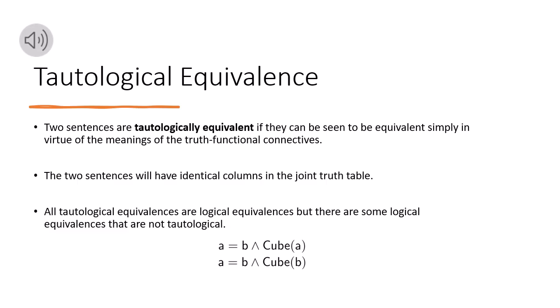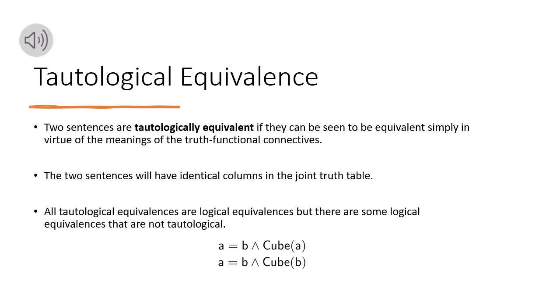However, you should notice that they are not tautologically equivalent to one another. Notice if you were to construct a joint truth table, you have three underlying atomic sentences: A equals B, Cube A, and Cube B. This means there would be 8 rows in that particular truth table. And there would be a row where A equals B is true, Cube A is marked as true, but Cube B would be marked as false.